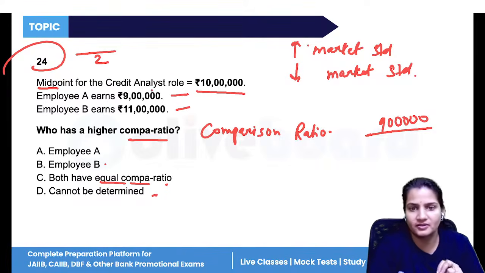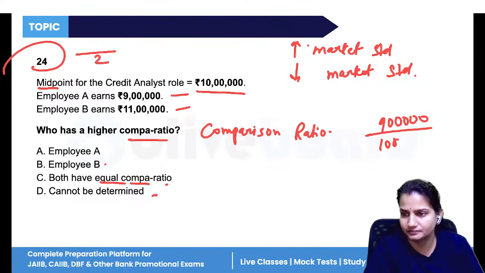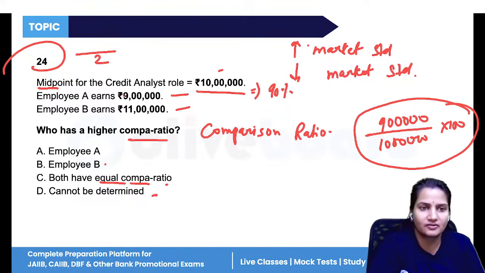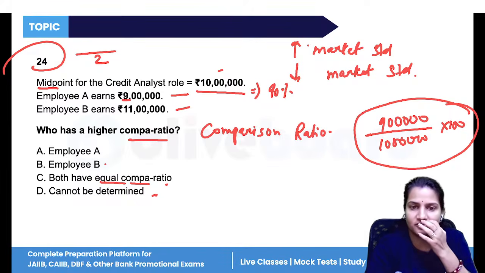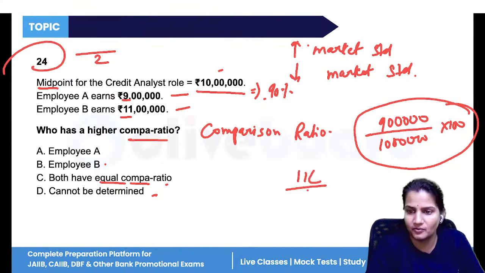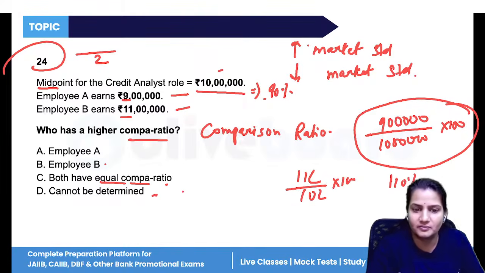Now, the midpoint is already given, that is 10 lakh, into 100. This is the formula of compa ratio. With this, you will get 90%. It means the salary is 10 lakh and you are getting 9 lakh, so the company is paying you 90% of the market standard. Now, employee B is earning 11 lakh. So 11 lakh upon 10 lakh into 100 is 110%. The market standard is 100%, and you are getting 110.